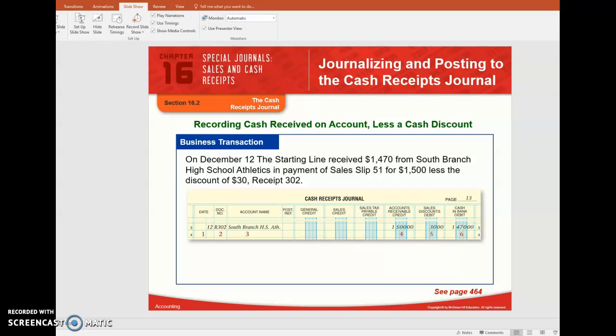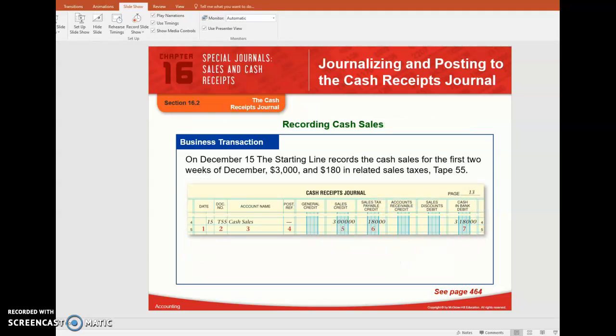Here's another one. The starting line: received $1,470 from South Branch High School Athletics in payment of a sales slip for $1,500 less the discount. So again, they put in the date, the document number, South Branch High School. You're going to put in the accounts receivable credit column the full amount, which was $1,500. They got a discount of $30. That would go in the discount column. And then the cash and bank is $1,470. So the cash plus the sales discount debit, you add them together and they equal that credit. Debits always equal credits.